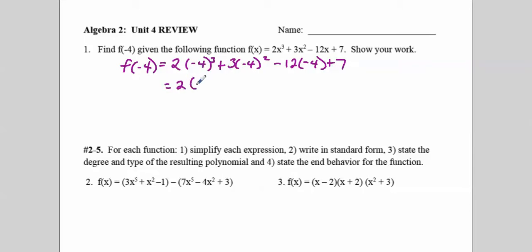Negative 4 to the third is negative 64. If you type that in your calculator, make sure that you put parentheses around the negative 4, and then the third power goes outside the parentheses. And the same thing when you type negative 4 to the second power, you should get a positive 16.